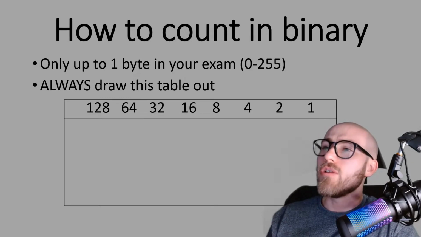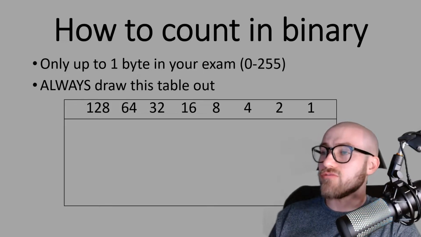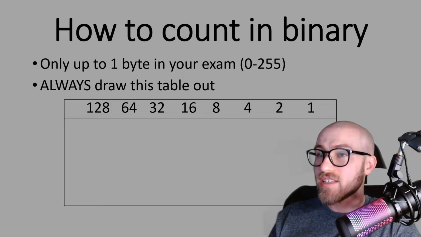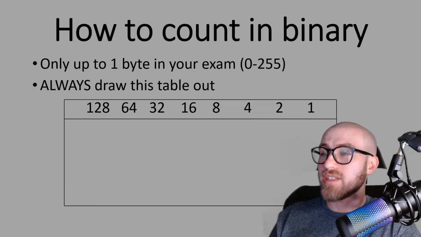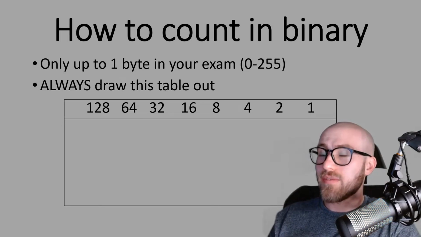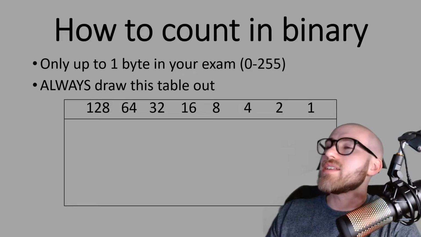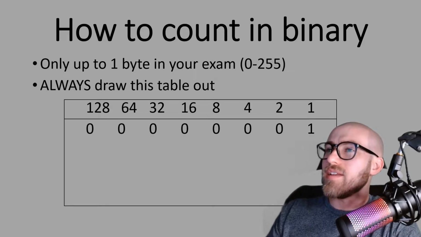Now, if you're no good with powers of 2, which all of these are, you can just start at the right hand side with the number 1 and you can keep on doubling it until you get to 128. So we're going to start with 1, we double it to get 2, we double it to get 4, 8, 16, 32, 64, 128. So here's how we would write the number 1 in binary.